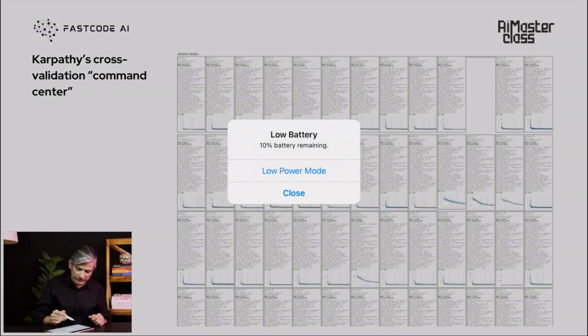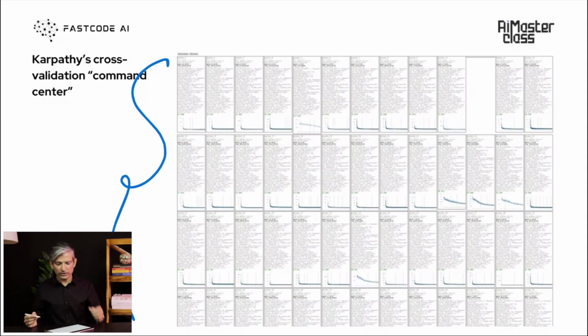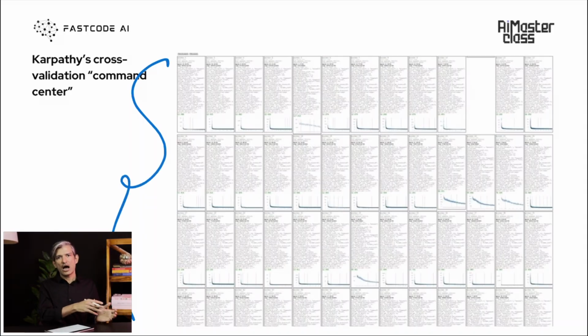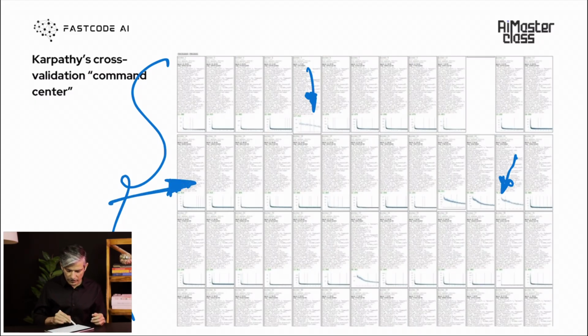Now this is that coarse to fine that I was talking about. Once you've done your coarse selection and narrowed down that maybe this is a good hyperparameter that I want to use, then you want to run those experiments for a long time. This is Karpathy's cross validation command center, where for experiments that are not going well, he would kill them quicker, and experiments which are going well, he would train for a longer time.